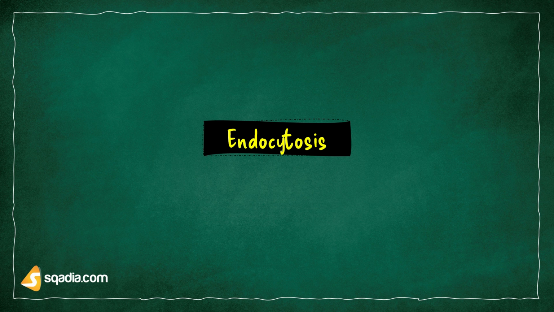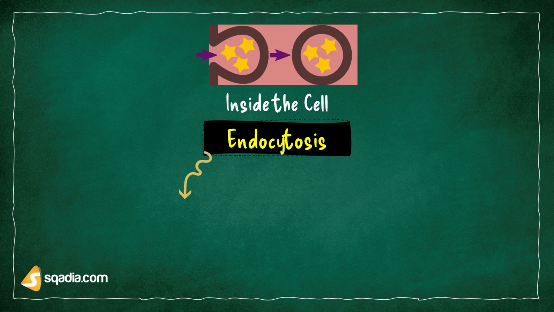So, what is endocytosis? It is basically derived from two words. Endo, which means inside. Cytosis, which means related to cell. So, endocytosis means inside the cell. Endocytosis occurs in two ways. One is pinocytosis. The other is phagocytosis.